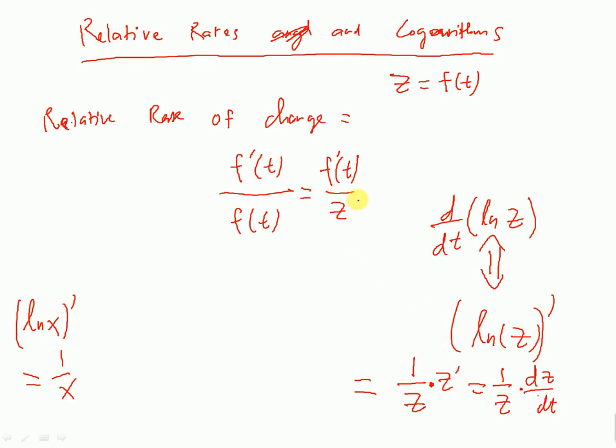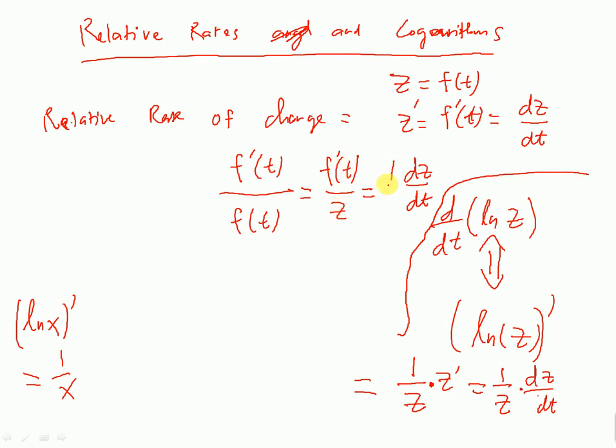Now, take a look at this one. 1 over z and f prime of t. That means dz over dt, right? So if I take f prime of t, that means I'm taking z prime of t, the same thing as what? dz over dt. Does that make sense? Yes. So f prime of t, I can rewrite that as dz over dt.